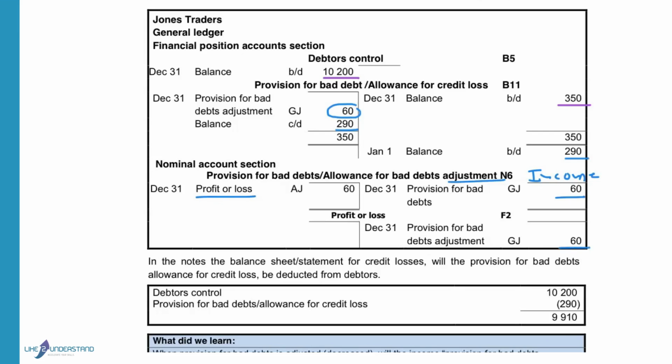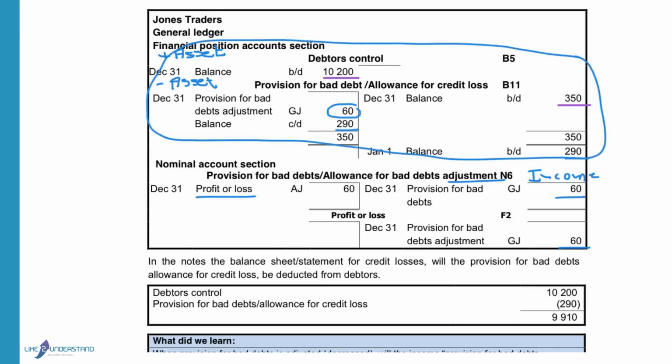Remember that the debtors control is your positive asset, and provision for bad debts is the negative asset. So the debtors is a positive asset. The provision for bad debts is a negative asset. And these two accounts form a unit. So the debtors increase on the debit side and must decrease on the credit side.